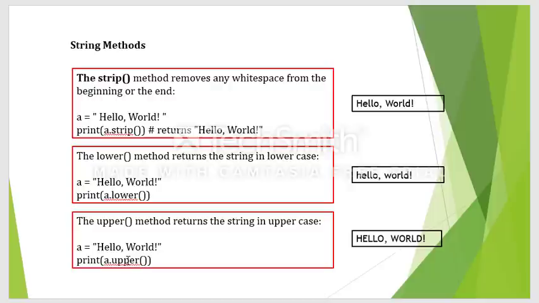Next, lower and upper, all these functions we have already used. Lower will convert the total string into lower case, and upper will convert the total string into uppercase, which we have already learned in C programming.